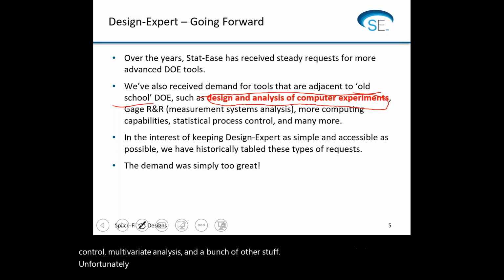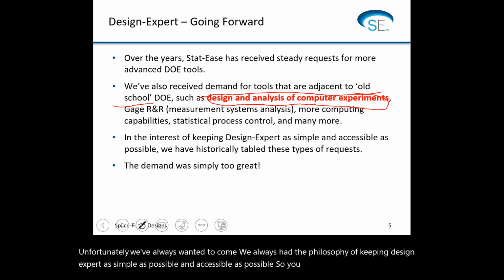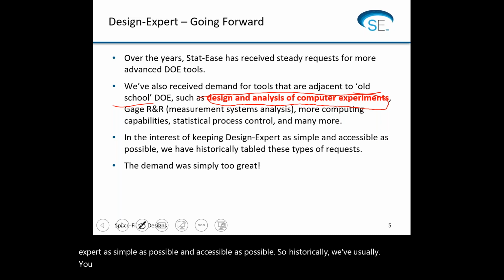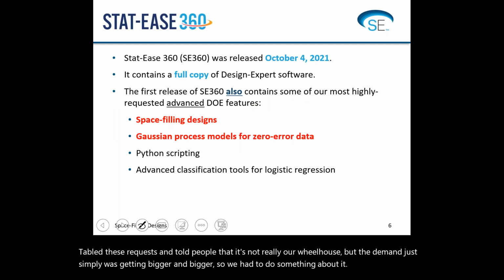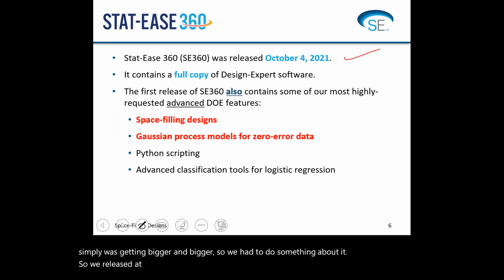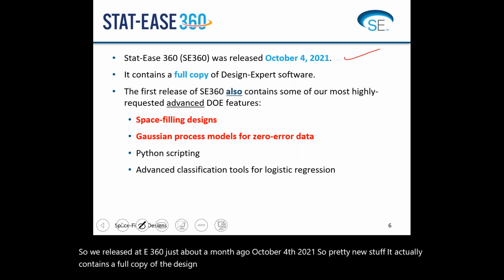Unfortunately, we've always had the philosophy of keeping Design Expert as simple and accessible as possible. So historically, we've usually tabled these requests and told people that it's not really our wheelhouse. But the demand just simply was getting bigger and bigger, so we had to do something about it. So we released Statist 360 just about a month ago, October 4th, 2021. So pretty new stuff. It actually contains a full copy of the Design Expert software. So it's not like it's a second product that you have to buy.